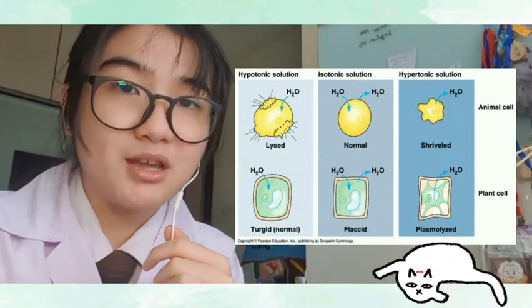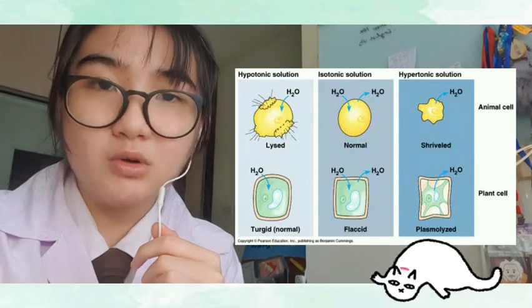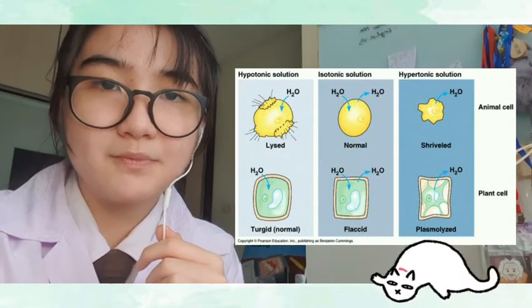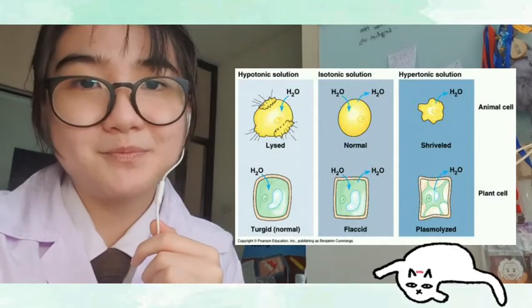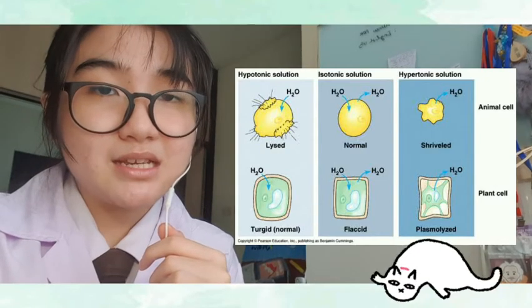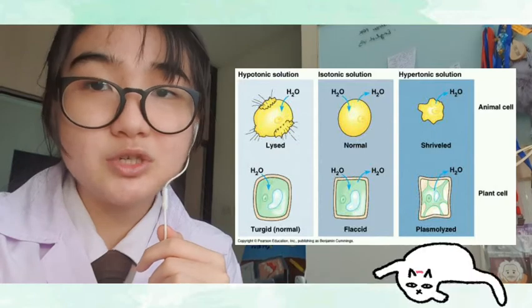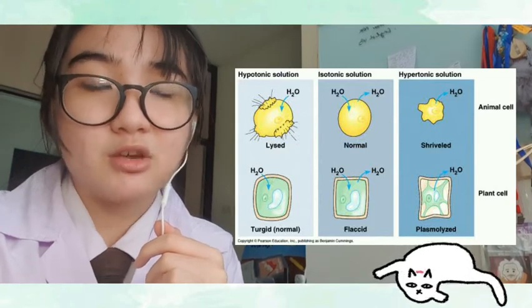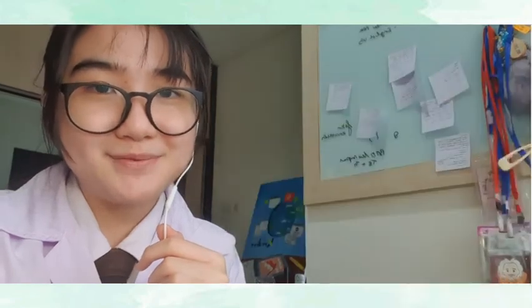Next, we have hypotonic. Hypotonic is when a solution has a lower solute concentration than the cell. Here, water will move from the solution into the cell. And last but not least, we have isotonic. This is a condition when both the cell as well as the solution have the same solute concentration. Water still moves equally from both sides here.